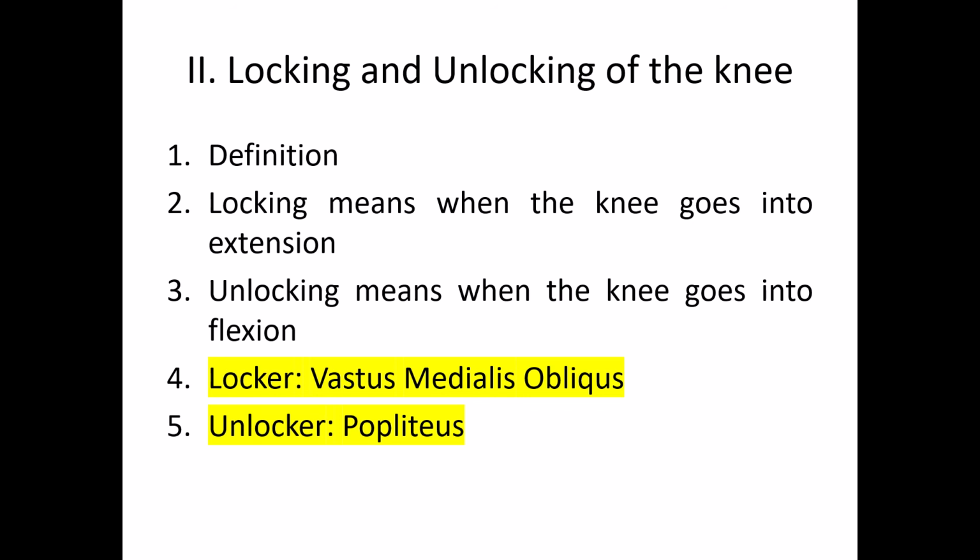Now coming to what are the lockers and unlockers. When we talk about the knee locking or unlocking, we know that locking is extension, but one muscle locks up the knee joint tightly, that is known as the locker of the knee, that is your vastus medialis obliquus. There's one muscle to unlock the knee suddenly, that is known as the unlocker, that is your popliteus.